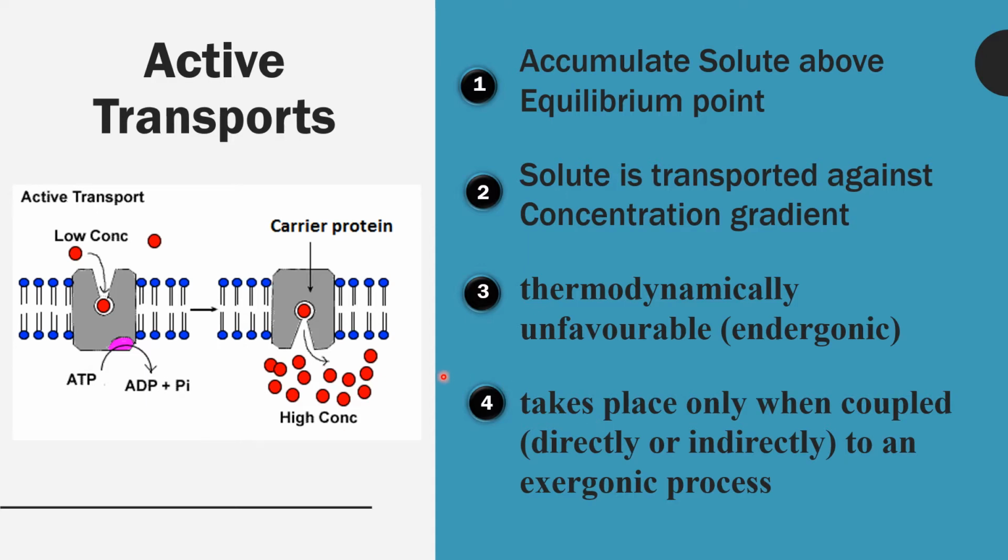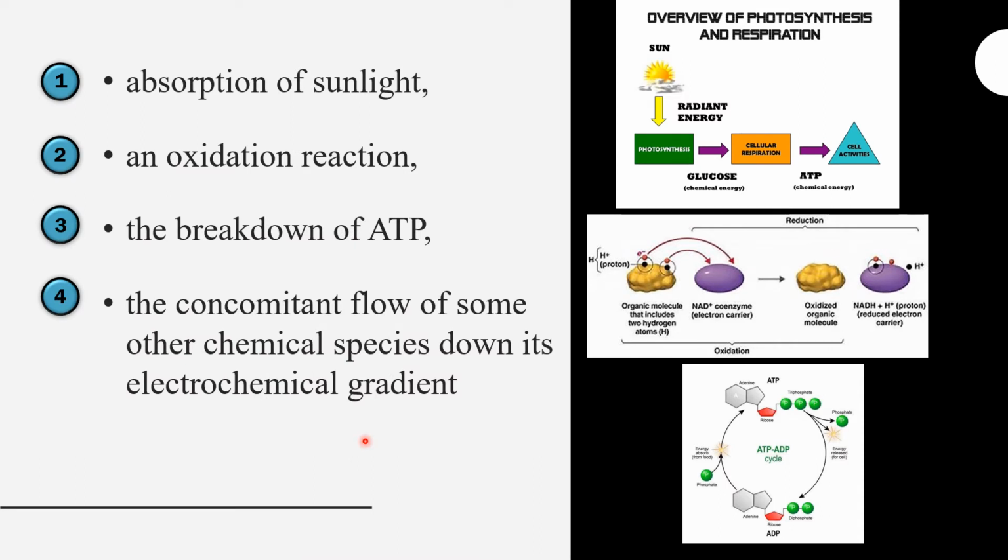And the primary active transport requires a primary source of energy, such as ATP hydrolysis or oxidation reactions or absorption of sunlight, whereas the secondary active transport requires a secondary source of energy. Now what is the meaning of this secondary source of energy? It means the energy which is derived from the primary source of energy. Energy derived from the primary source of energy is called a secondary source of energy.